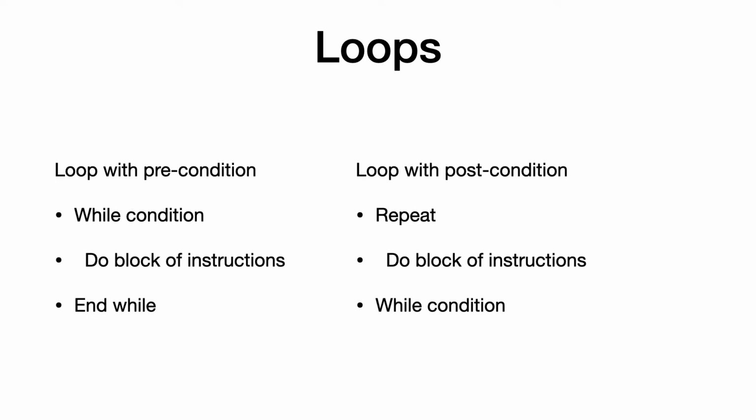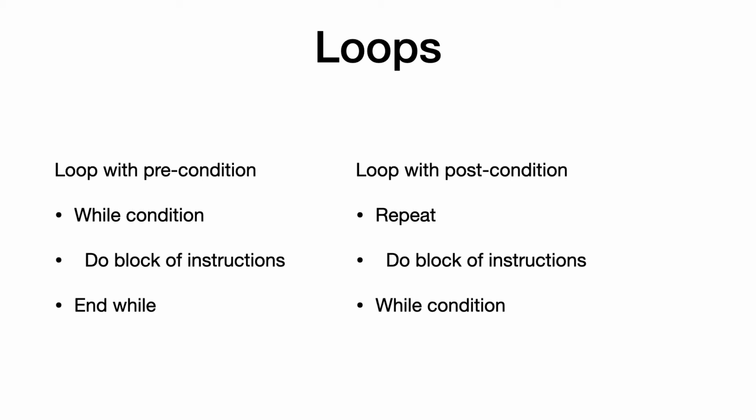So in programming, we call this type of structure loops. And we have two types of loops. Loop with precondition, like in the example: while condition, do block of instructions, and then we finish. What precondition means is that if the condition doesn't hold at the beginning, the block of instructions will not be executed.